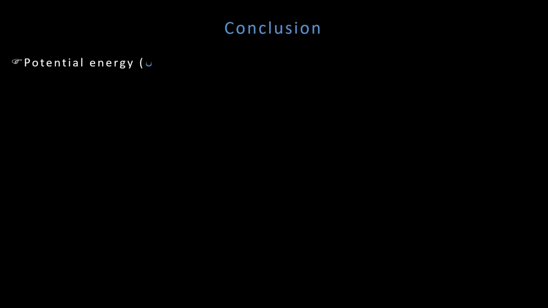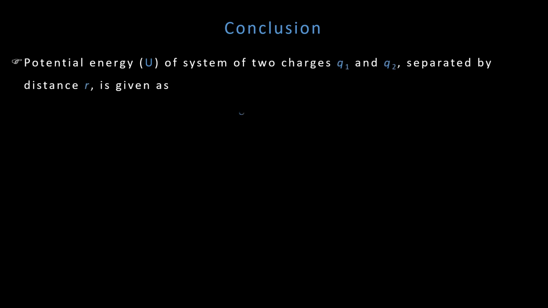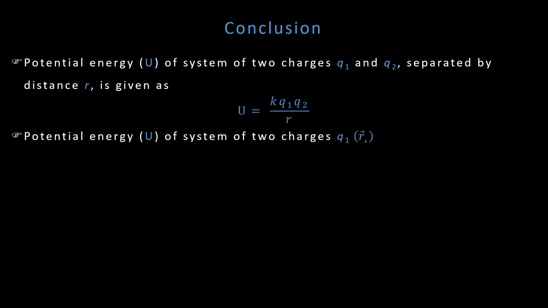So in conclusion, we can say that the potential energy U of a system of two charges Q1 and Q2 separated by distance r can be given as K Q1 Q2 by r. If you want the potential energy of a system of two charges where position vectors are given, and you don't have the distance between Q1 and Q2 given, then you can find the potential energy with this formula: K Q1 Q2 by mod of vector r1 minus r2.